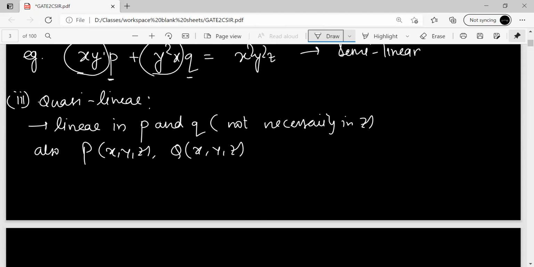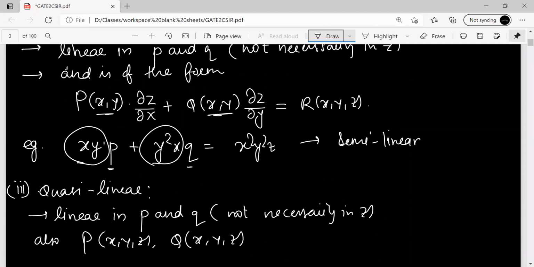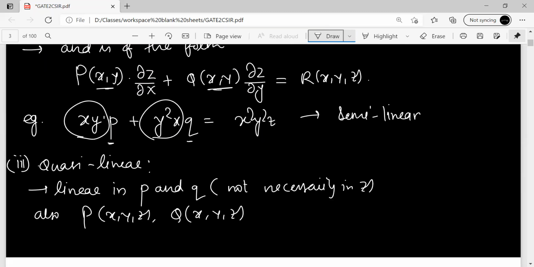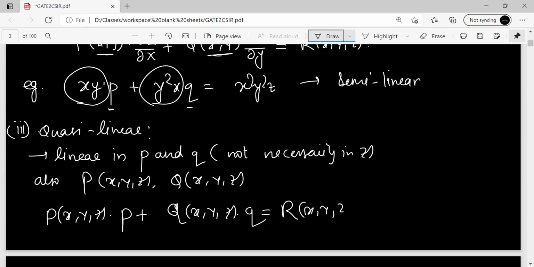Okay. Here, semi-linear is more similar to quasi-linear. The only difference between semi-linear and quasi-linear is that in semi-linear, this P is a function of x and y only, but in quasi-linear, P and Q are functions of x, y, and z. So its form would be P of x, y, z times p plus Q of x, y, z times q equal to R of x, y, z. So this will be my quasi-linear.